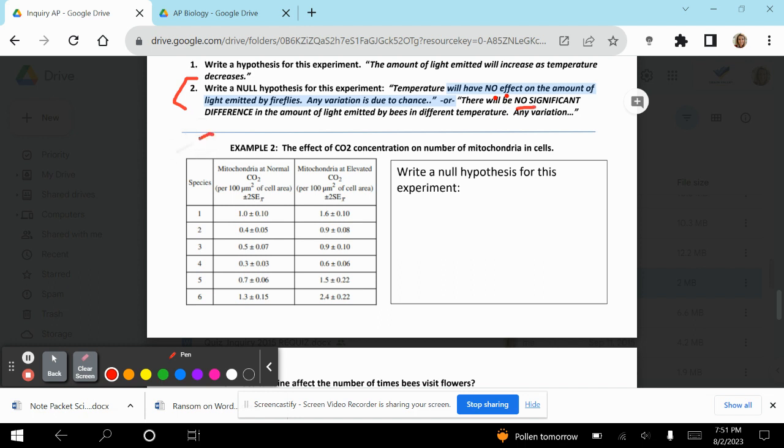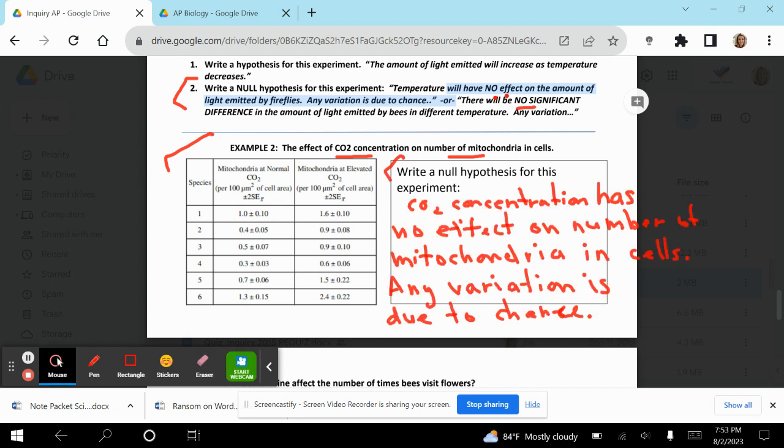So here's another example. And what they're doing is they're taking plant cells and they're exposing them to different amounts of CO2. And they want to see if it affects the number of mitochondria that will develop in the cells. So I want you to take a second to see if you can write the null hypothesis for this experiment in this box.